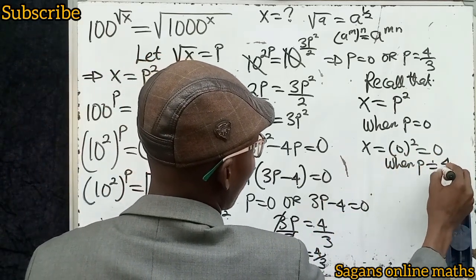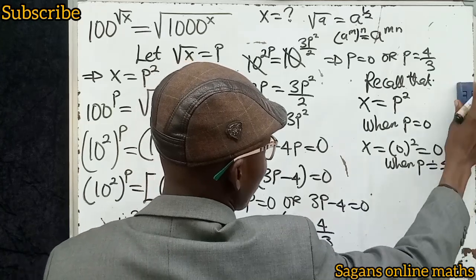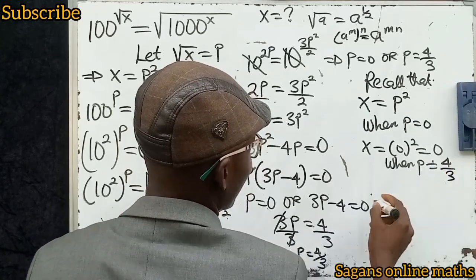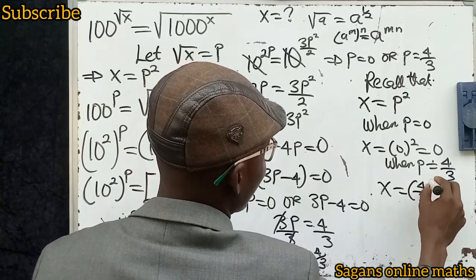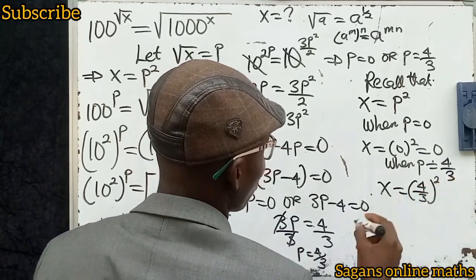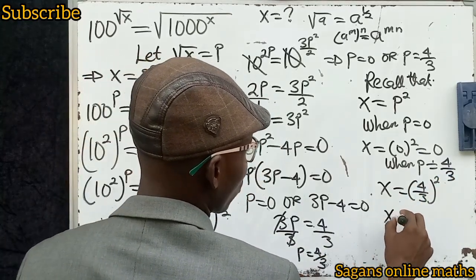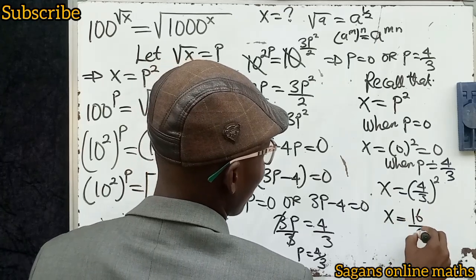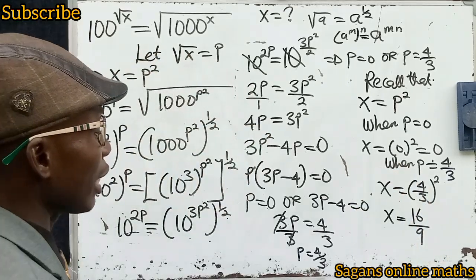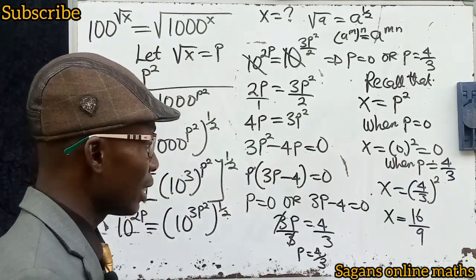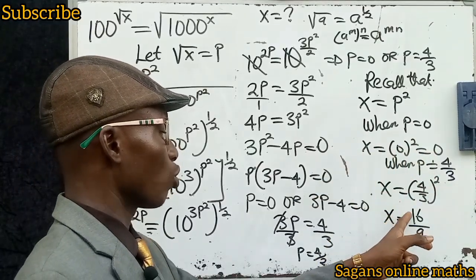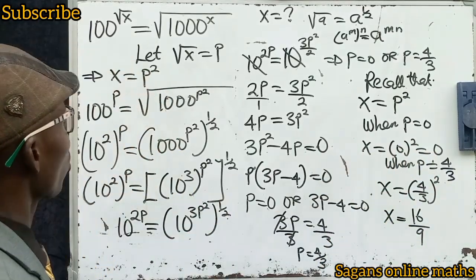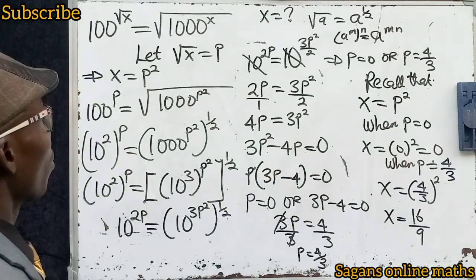Now, let's see when p is equal to 4 over 3. That means s is equal to 4 over 3 divided by 4 over 3, all to the power 2. That means s is equal to 16 divided by 9. Can you see how simple and interesting it is? That means our s is equal to 0, or s is equal to 16 over 9. And this is the solution to this particular problem.